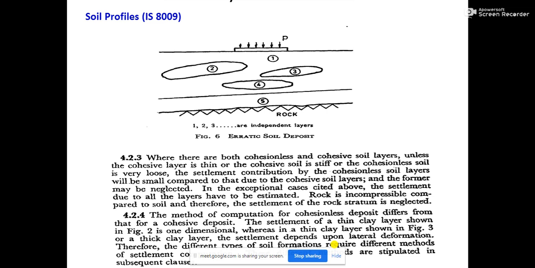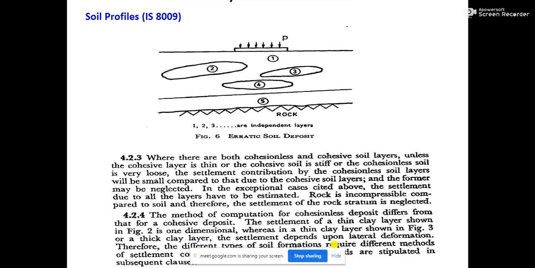So the method of computation for the settlement of a cohesionless deposit differs from that of a cohesive deposit. Obviously it will differ, right? So immediate settlement calculation will differ from the cohesive deposit.